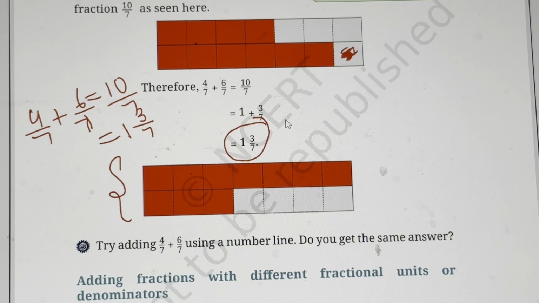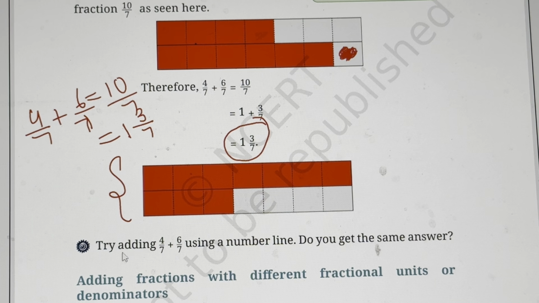Why does it become 1 whole 3/7? If I take 1/7 from here and add it over here, this becomes 1 whole. And remaining are only 3 parts out of 7. So 1 whole 3/7. That's why the answer is like this.